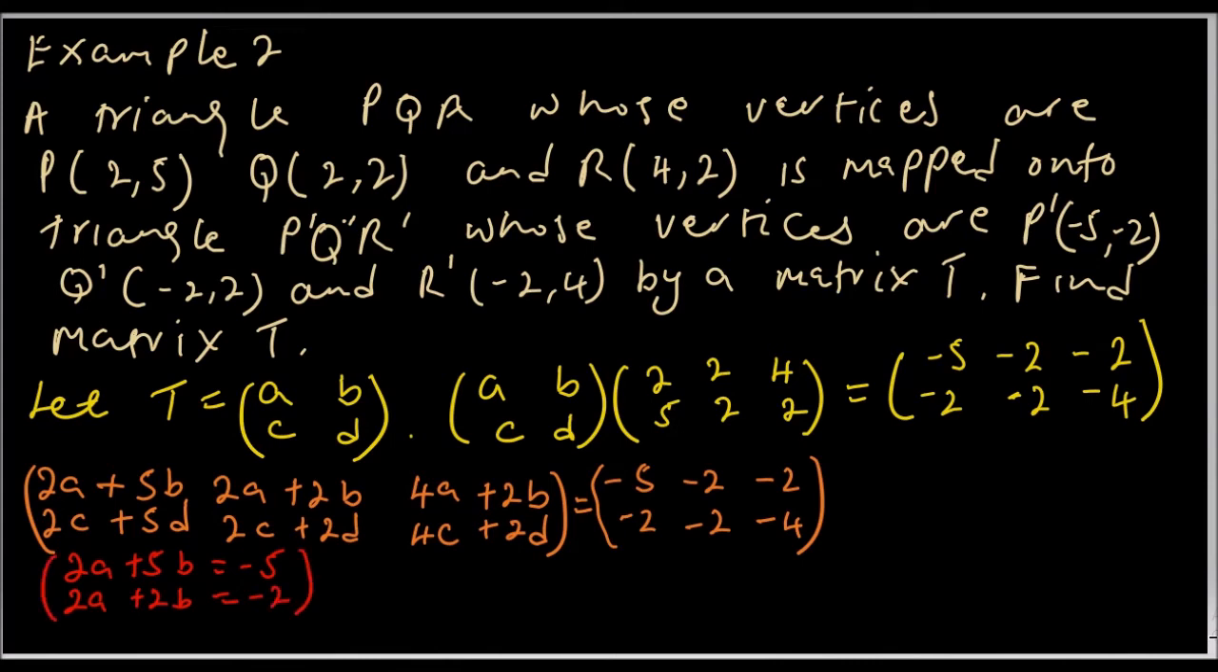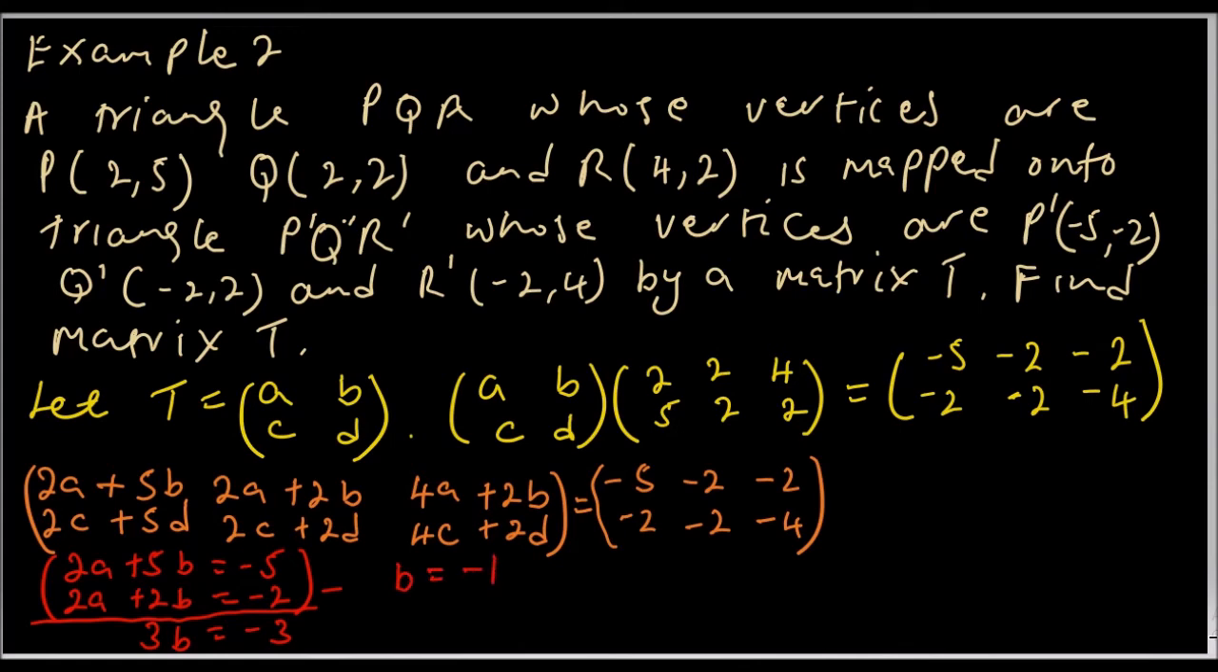We can eliminate A by subtracting. So if you draw a line there, 2A minus 2A is 0. 5B minus 2B is 3B, is equal to minus 5 minus minus 2, which is minus 5 plus 2, that will give you minus 3. You divide both sides by 3, you get B is equal to minus 1.